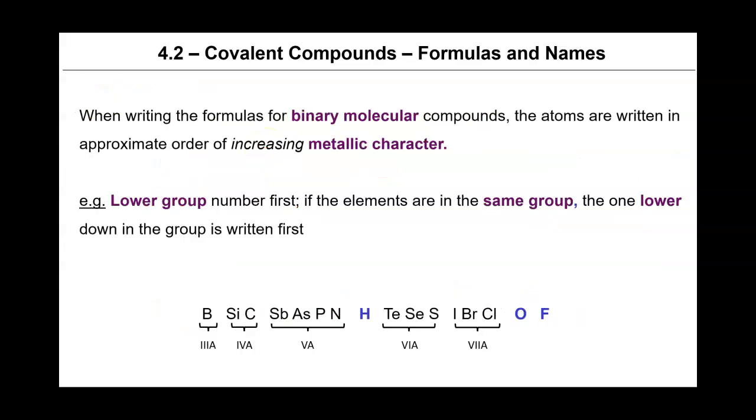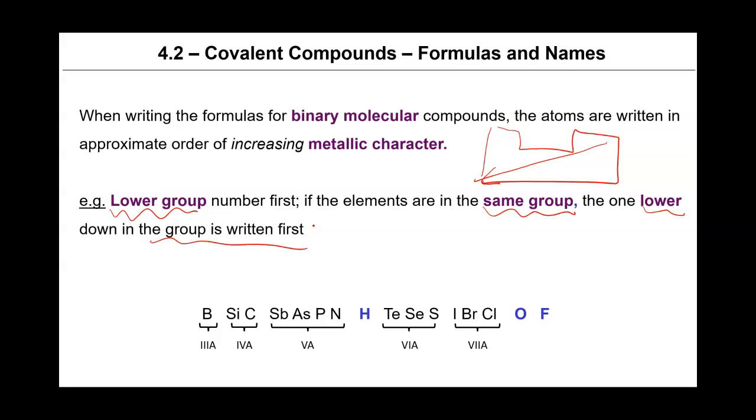When we write the formula for a binary molecular compound, we write the atoms in the approximate order of increasing metallic character. Just remember that the elements become more metallic as we head towards the bottom left of the periodic table. What this in reality means is that we're normally going to write the lowest group number element first, and if the elements are in the same group, we're going to write the one that is lower down in that group first. There are a couple of exceptions to this general trend.